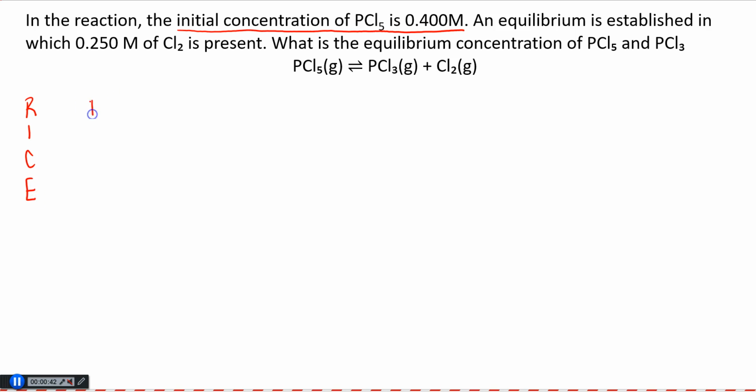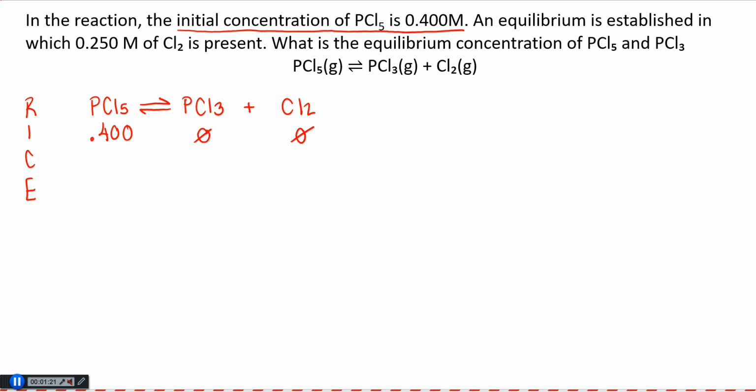So R is for reaction, so I'm just going to rewrite my reaction. Alright, I is for the initial concentration. So I have the initial concentration of my reactant, 0.400 molar. We're always going to assume that the initial concentration of our products is 0 unless it tells you otherwise. So before this reaction begins, I don't have any products yet.